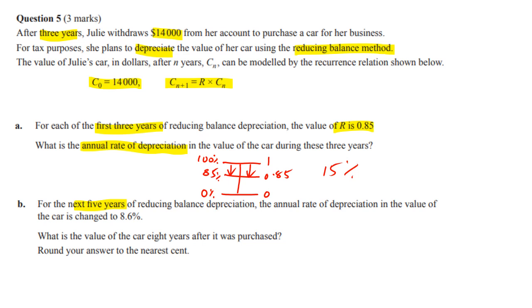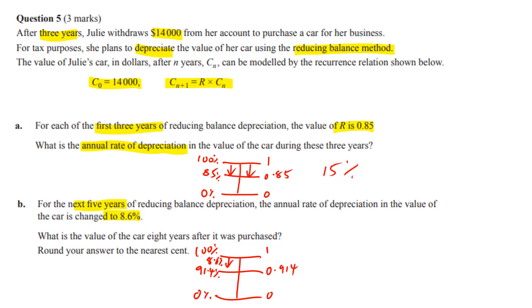Okay, for the next 5 years of reducing balance depreciation, the annual rate of depreciation of the value of the car has changed to 8.6%. Let's have a look at that I-bar thing again. If you're at 100% and you go down 8.6%, in my tiny little diagram, and that's my 0%, we need to know what that new value is. 100 minus 8.6: 100 minus 8 is 92, minus 0.6 is 91.4%. So that's 1, and 91.4% is 0.914. This is 0 on here. So that's just your percentages to decimals on either side.